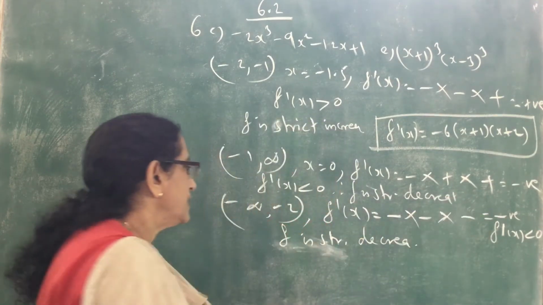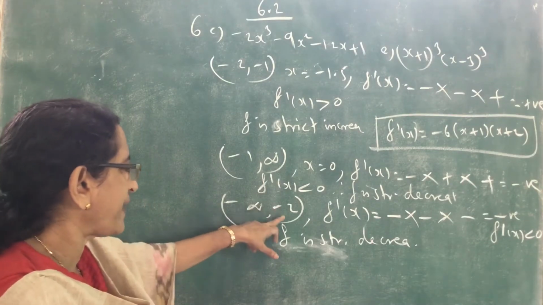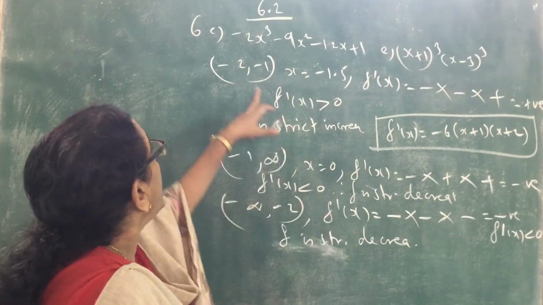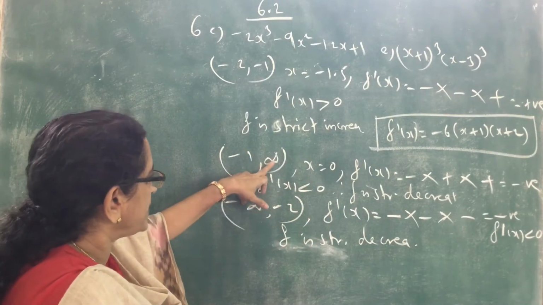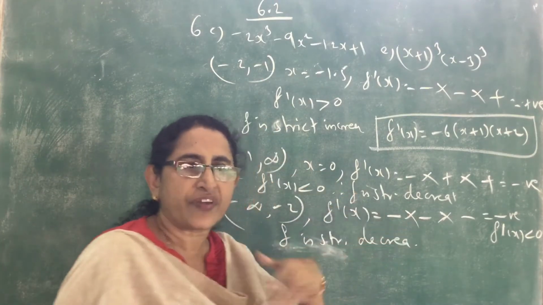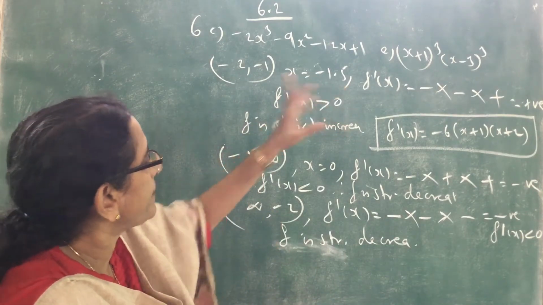So in the interval minus infinity to minus 2 the function is strictly decreasing, in minus 2 to minus 1 strictly increasing, and in minus 1 to infinity strictly decreasing. So we got the answer. Now consider question number E.